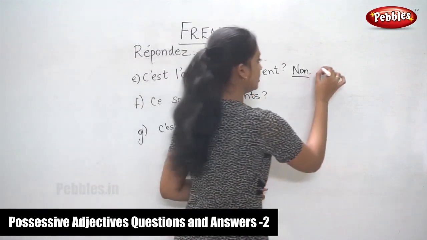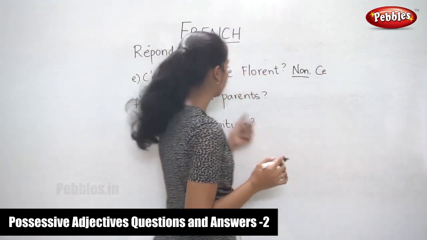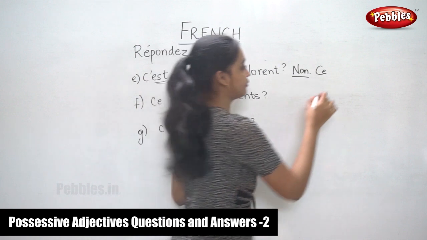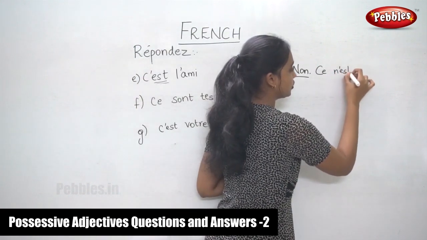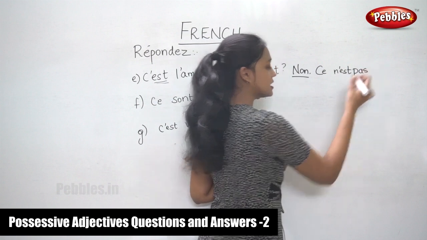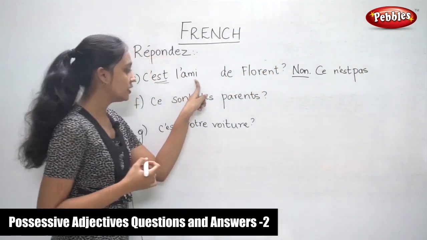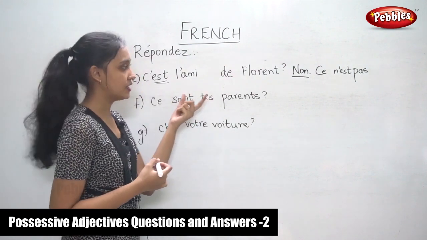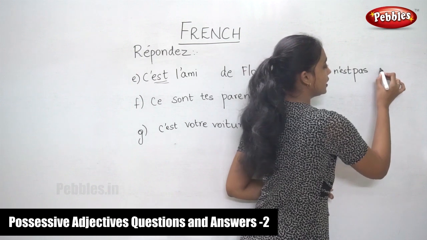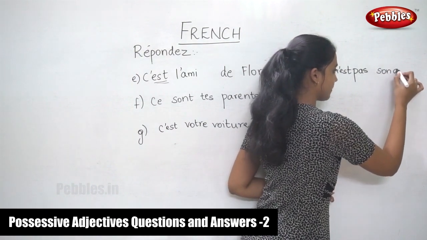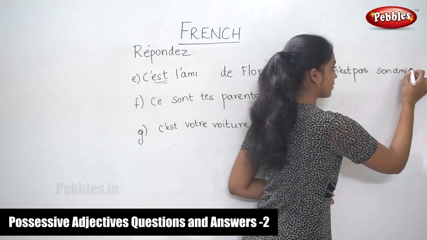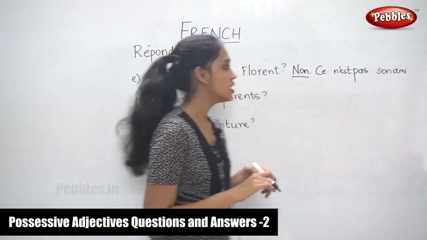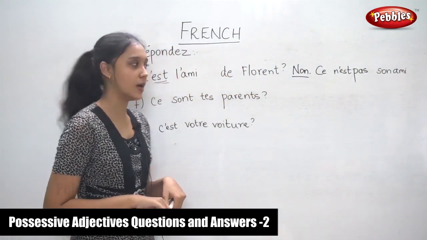No, it is not. So the verb here is a. So we have to add n' before and pas after. So you know very well how to do that. Ce n'est pas, the friend is here. So we are going to say it is not her friend. Ce n'est pas, her is son ami. Son ami. No, it is not her friend. No, ce n'est pas son ami.